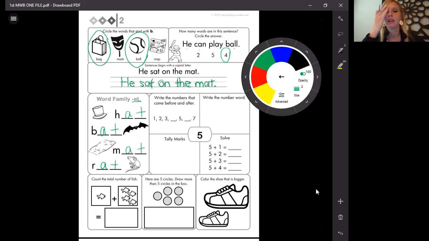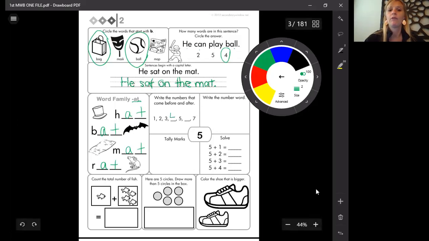Okay. Now this next part is all math, dealing with the number 5. It says write the numbers that come before and after. Easy way to do this is you can just start counting from here. 1, 2, 3, what comes next? 4, and then they have our number 5 already there. 1, 2, 3, 4, 5, 6 comes after, and then 7.